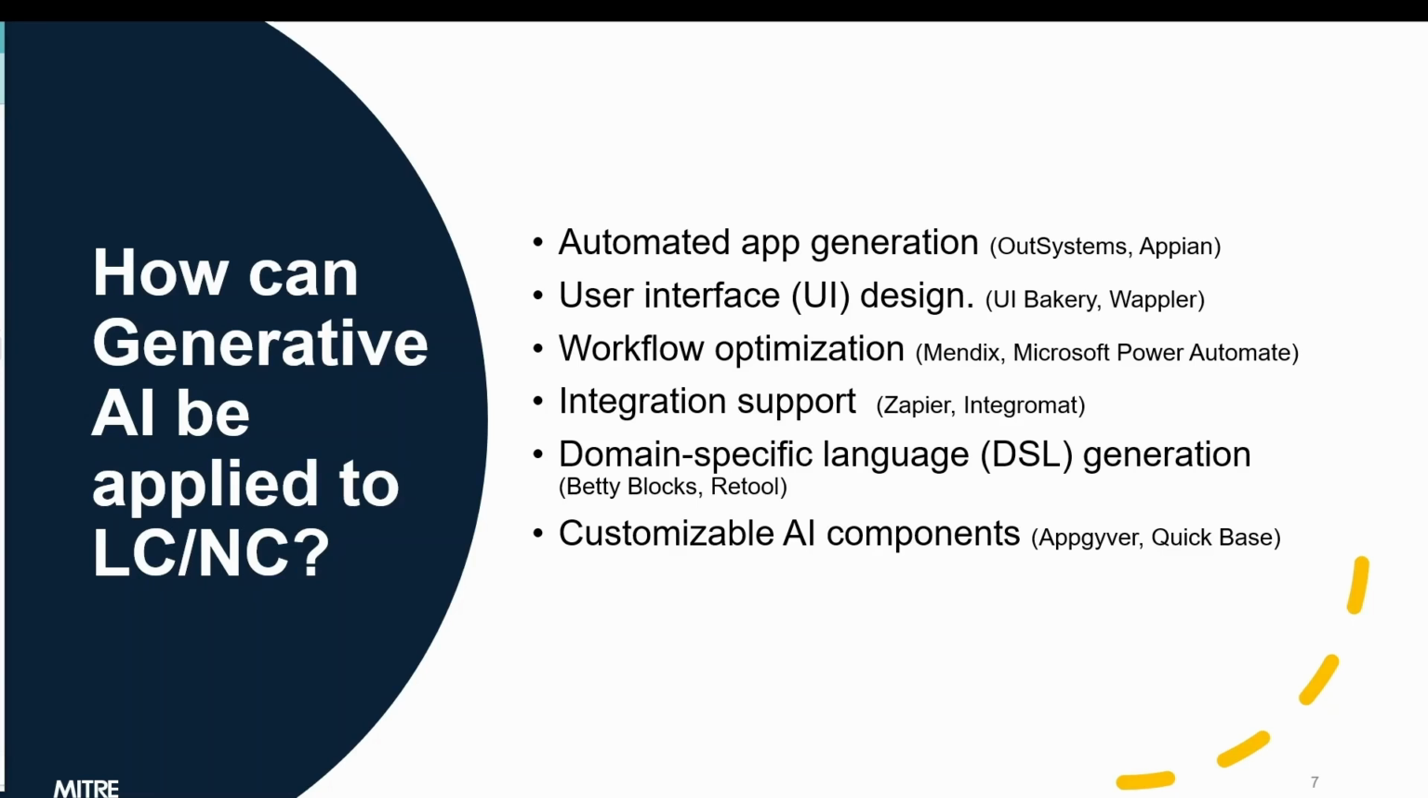Generative AI can be used to create custom applications based on natural language descriptions or templates, simplifying the development process. OutSystems, in particular, is quite a thought leader in this area. Large language models can generate UI components and layouts based on user requirements, improving the user experience and reducing design time. Generative AI can analyze existing workflows and recommend improvements or automations, streamlining processes and reducing manual effort.